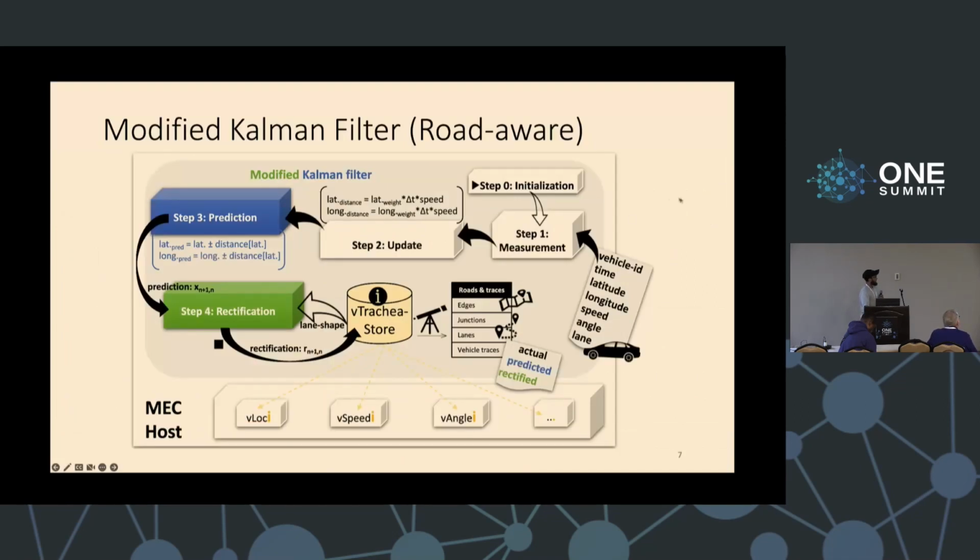Here we see the first step, measurement updates come along, and then prediction is done with the help of the Kalman filter. Over these predictions, the rectification process is applied, and then we can compare these values, and we can expose this to the MEC host, which can be shared with other vehicles nearby if needed.